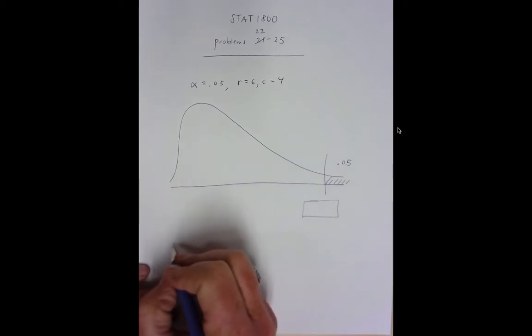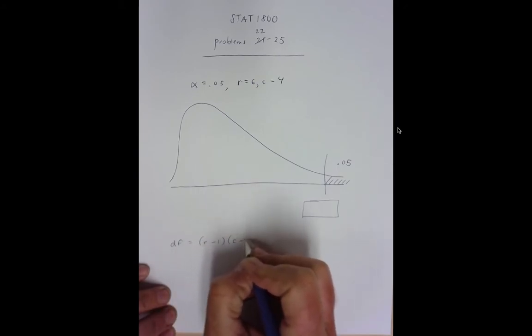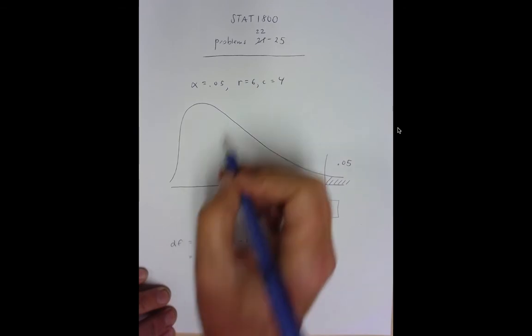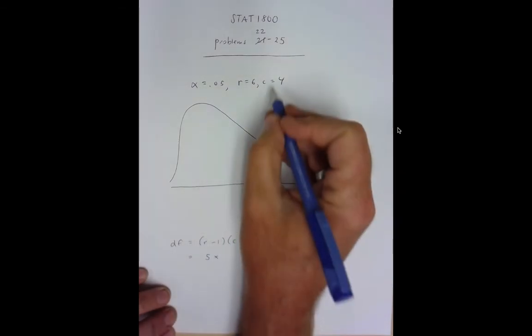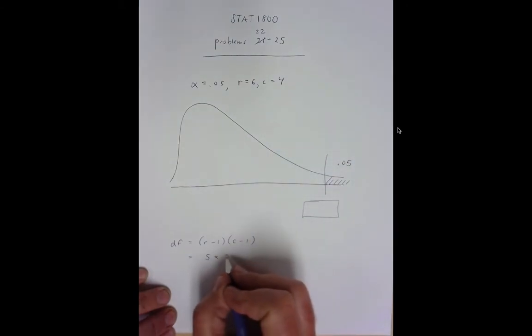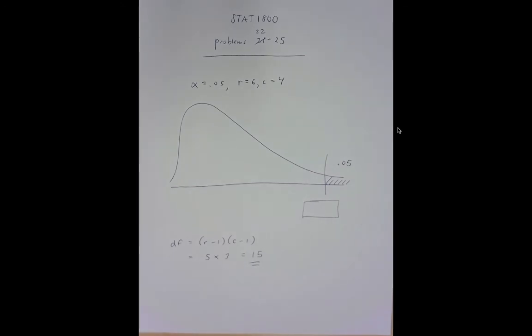Okay? Now, the degrees of freedom are equal to the rows minus 1 times the columns minus 1. So we have 6 rows, so 6 minus 1 is 5. We have 4 columns, so 4 minus 1 is 3. So guys, we have 15 degrees of freedom.